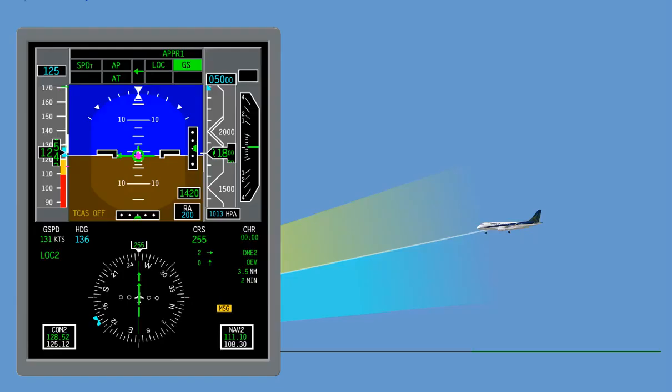The wind shear escape guidance mode provides a pitch command to recover from a wind shear to minimize altitude and airspeed loss during a wind shear encounter.